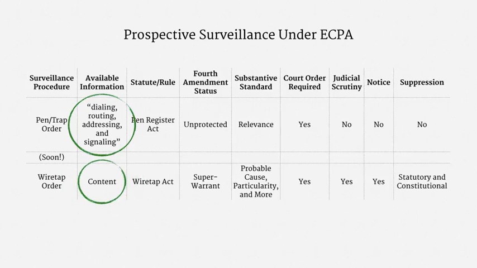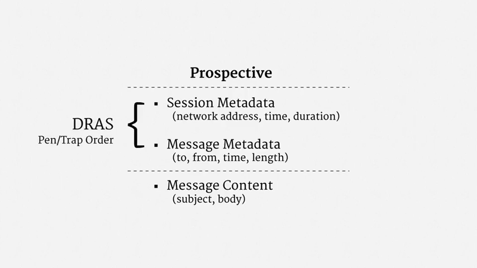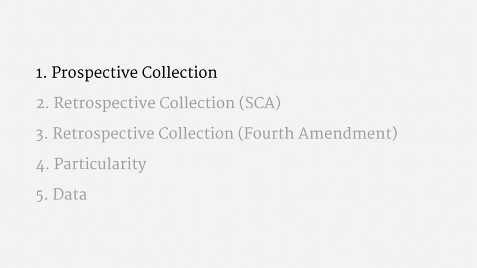So, let's apply this law to email. Here are the three buckets of prospective email information. Courts have simply drawn a line between metadata and content. Both session and message metadata is DRAS. That information can be obtained with a pen trap order. Message content is, unsurprisingly, categorized as content. It can only be obtained prospectively with a wiretap order. So, that's it on prospective collection. The procedures for email are very similar to the procedures for phone calls.